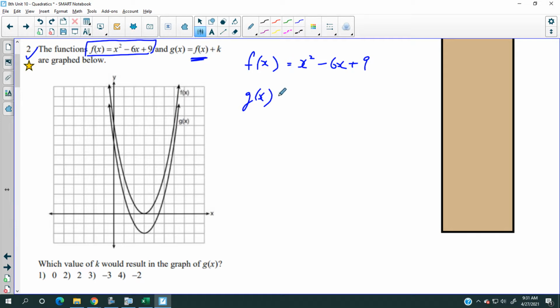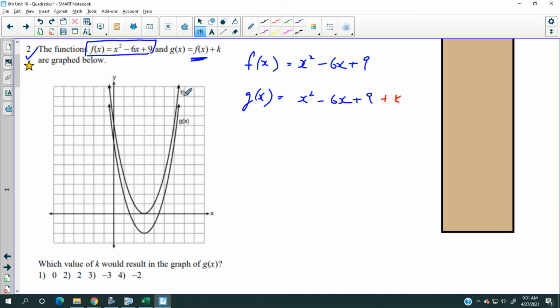All that means is this whole thing plus 9 plus another number. So I'm going to color code it, okay? I'll use red. Plus another number. That's the change, all right? So notice how these two are the same, just adding k to it. That's all that means. So don't get too intimidated by that. So we got that. Now, what's the question?